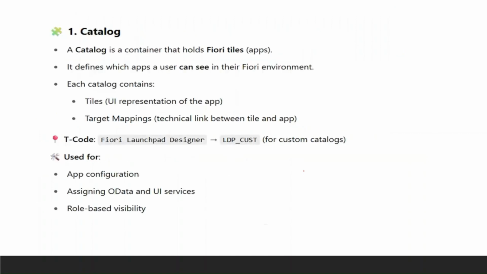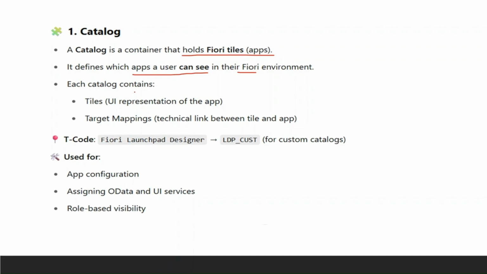Next is, what is a catalog? A catalog is a container that holds Fiori tiles. Remember this term. It actually holds Fiori tiles, the actual application. So it defines which applications a user can see in their Fiori environment. You can consider a catalog like a toolbox. It holds the application tiles that a user can actually access. Without a catalog, an application won't show up in Fiori Launchpad. You need to have that catalog access.